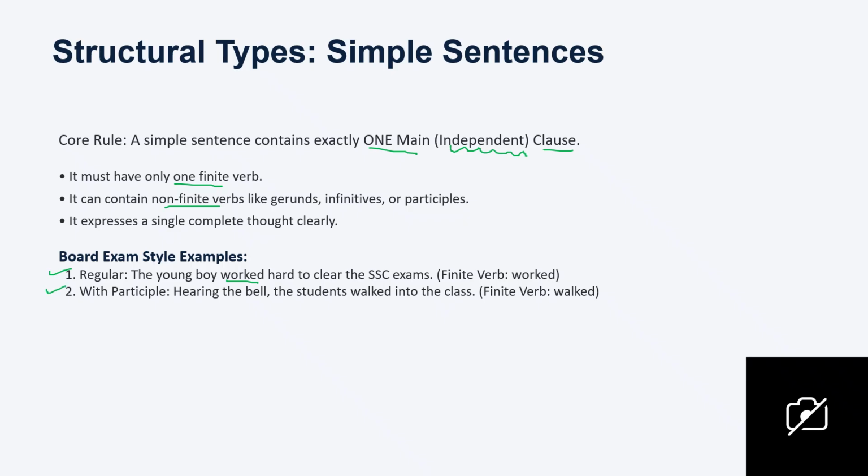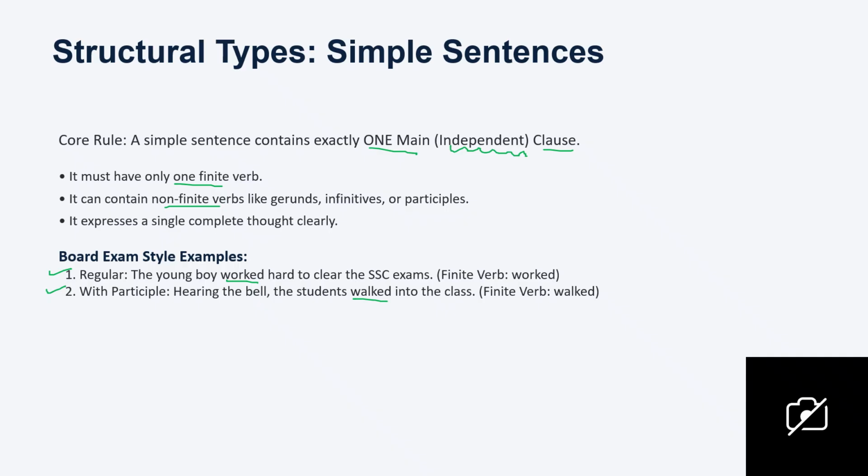Now let us understand with a participle here. Hearing the bell, the students walked into the class. So as you could see, again walked is there, which is a finite verb, and there is a participle also in this. Hearing the bell, the students walked into the class. There is a comma in between, but it is a full sentence.